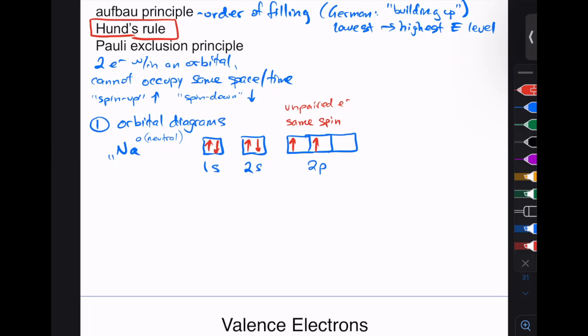Now, when I place number 7, it's going to be the same thing. It's going to be the most stable to put that 7th electron in the empty box, because all 3 boxes specify the same energy level, and the spin will all be the same.